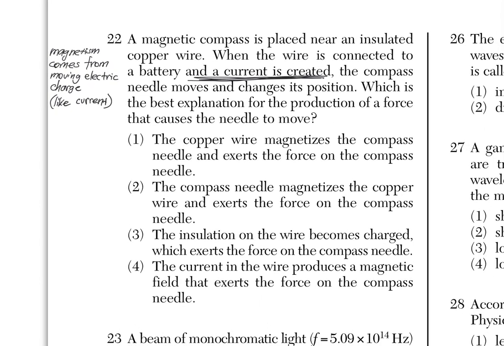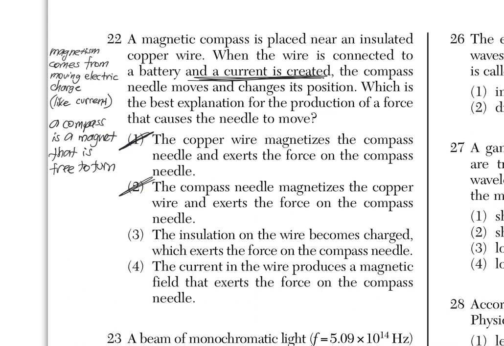The compass needle is already magnetized, because remember what a compass is. A compass is a magnet that is free to turn and change its direction. So the compass needle is already magnetized, so it's not choice 1. And then it says the compass needle magnetizes the copper wire. It's like, no, the compass needle is not that strong, and copper wire doesn't get magnetic anyway, unless it's carrying a current, and that's not the wire that's magnetic, it's actually the moving charges that are magnetic.